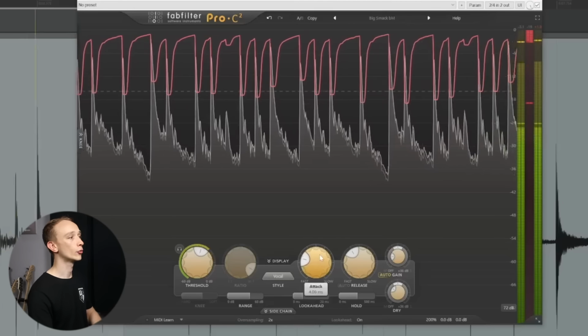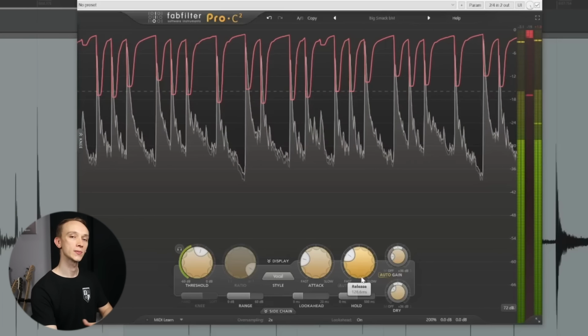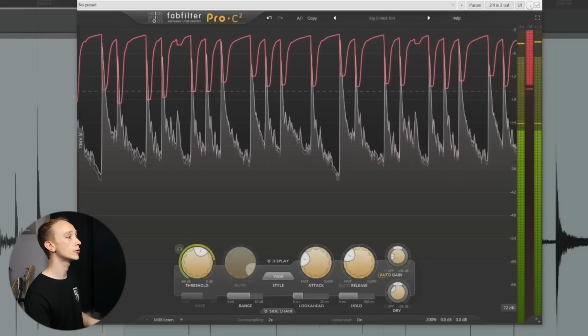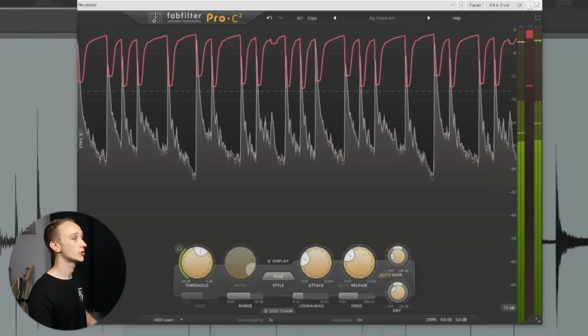for yourself. The reason I love this compressor so much is because it sounds great, it's very flexible, and the metering is unmatched. For the sake of visualizing and understanding what a compressor actually does, let's start with a snare drum track that I put together.